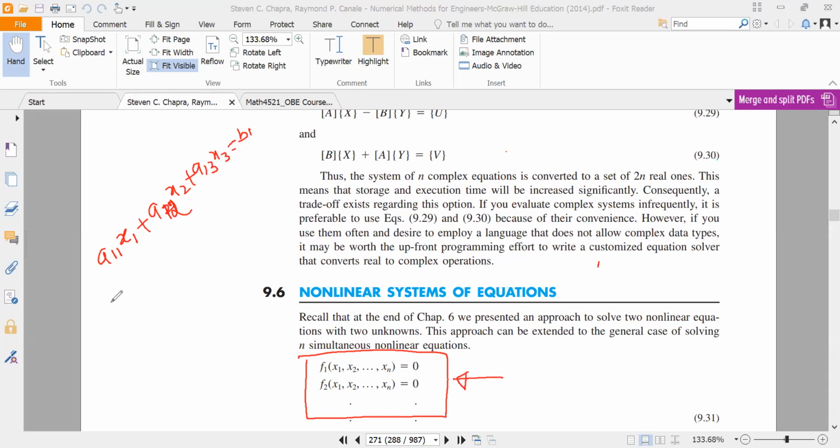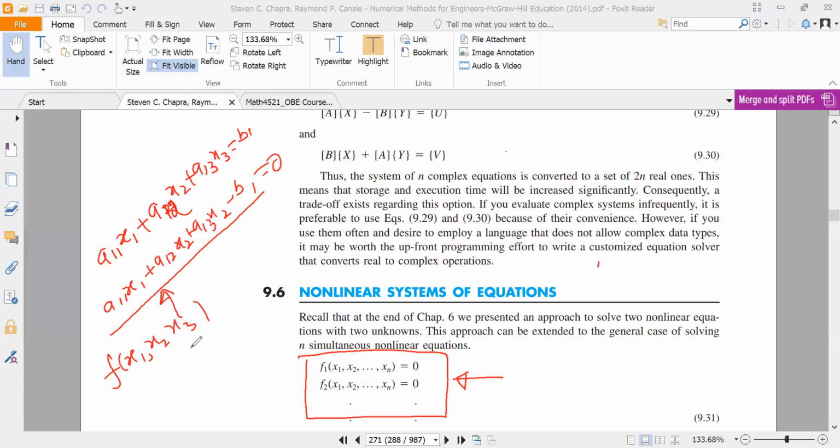Okay, can we write this equation in this way? a11 x1 plus a12 x2 plus a13 x3 minus b1 equal to 0. Can we write this? Yes, sir. If we can write this, is it not a function of x1, x2 and x3? Yes. And that is equal to 0. This is what your first equation is. This is what that equation is.